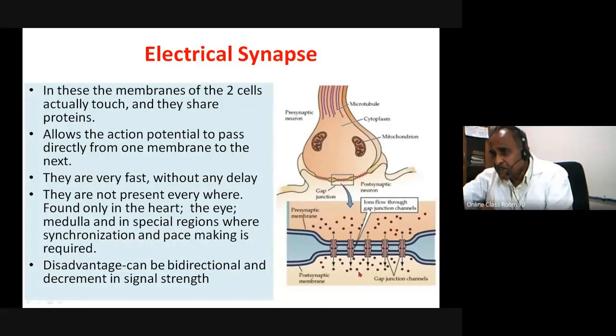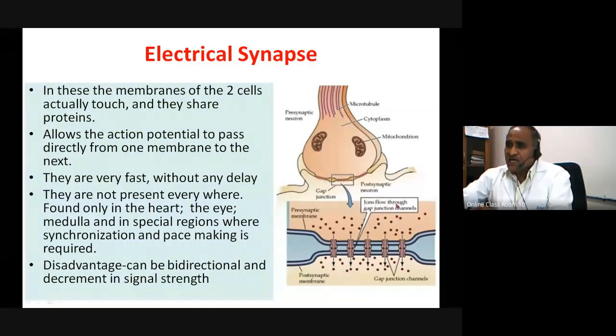This is amplified here, and once you amplify, this is having a sort of gap junctions wherein they allow certain molecules to pass through easily. So now through these gap junctions, whenever the electrical activity comes here, the molecules pass, ions pass through. The action potential arriving here will produce a depolarization in the next membrane, and that is how the electrical impulse is transmitted. So here I have written, in these membranes, 2 cells actually touch. They share the common membrane, allows the action potential to pass directly from one membrane to the other membrane here.